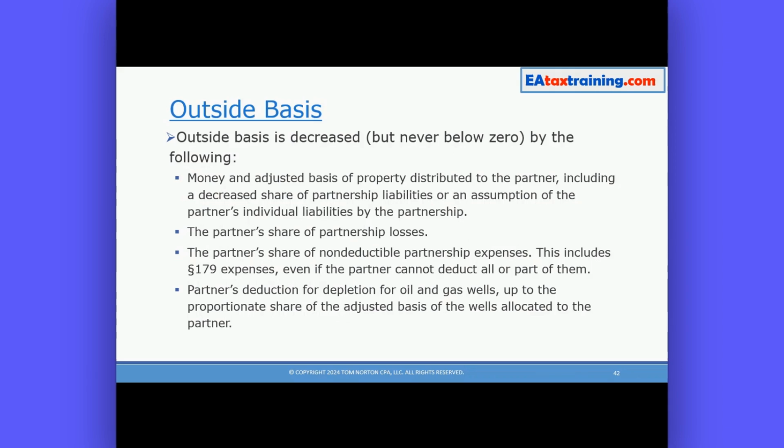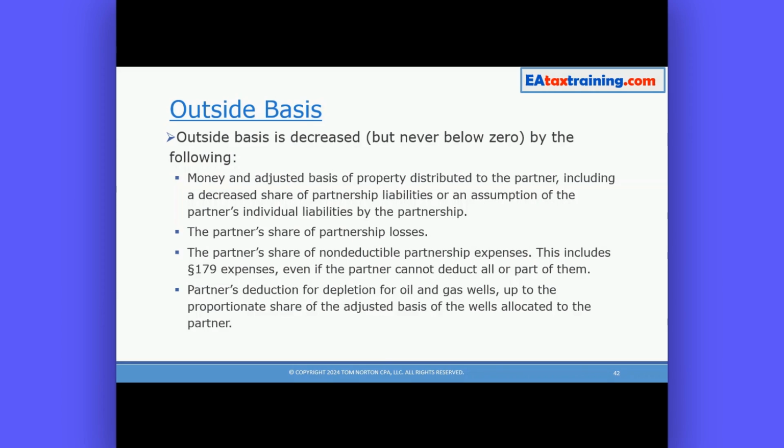Outside basis is also decreased by the partner's share of partnership losses. So just like partnership profits increase basis, partnership losses decrease basis. Also decreased by the partner's share of non-deductible partnership expenses. So just like non-taxable income increases basis, non-deductible expenses decrease basis. And this includes Section 179 expenses, even if the partner cannot deduct all or part of them.